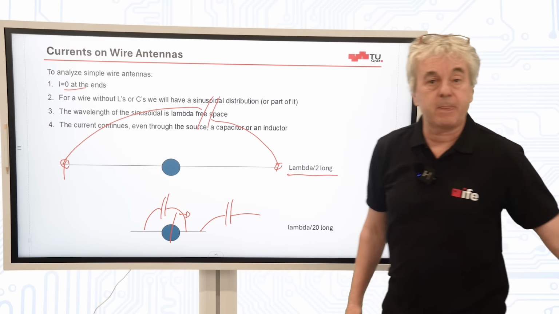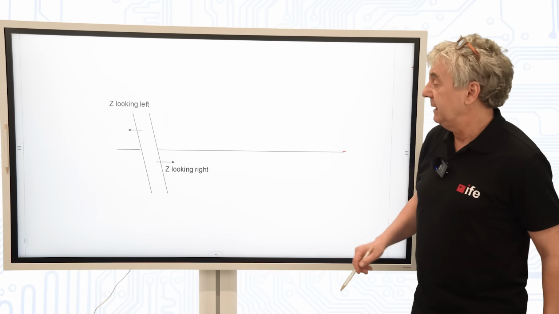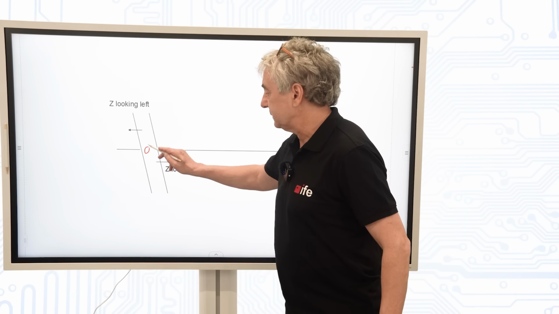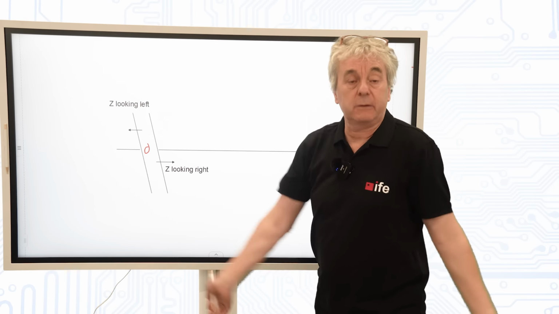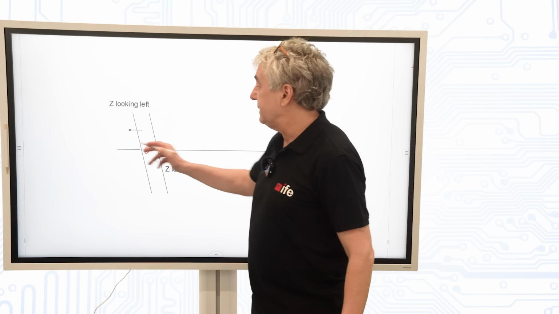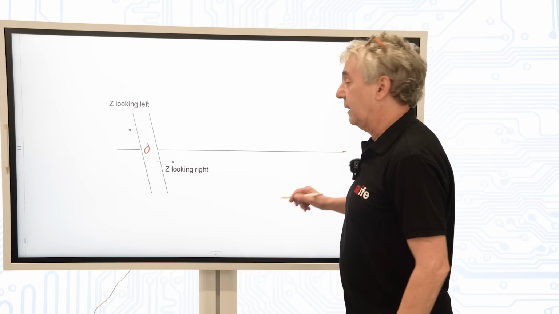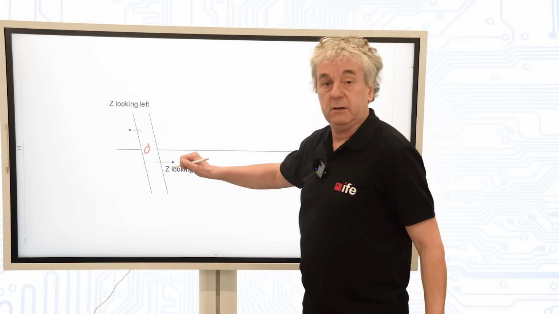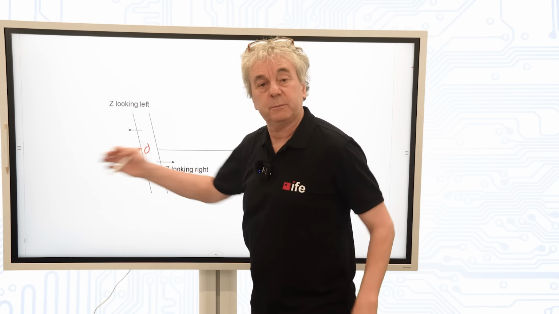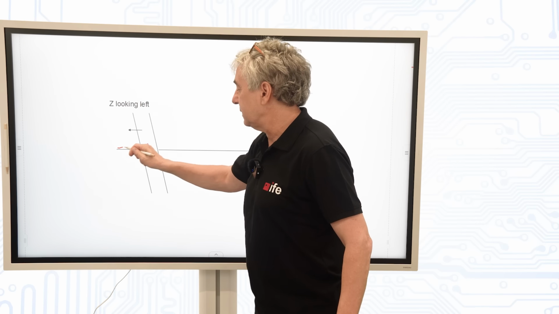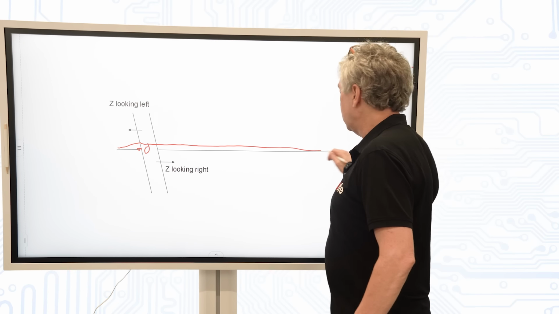This is a wire again, and maybe here's the source. A good method to get a feeling if something radiates well is to look at the impedance looking left and the impedance looking right, and the current is continuous. So if this impedance is really high, then the source cannot push current. So if this current is low, it must also be low here.